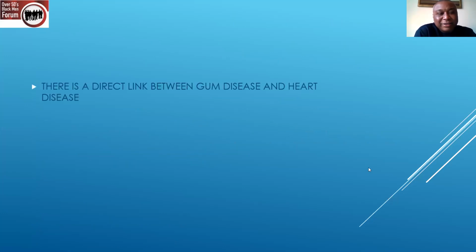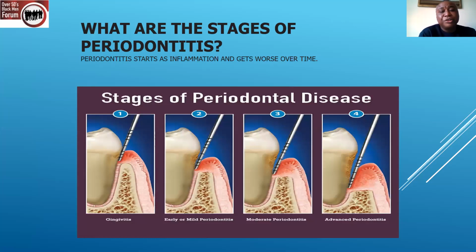Next slide. So like I said, there's a direct link between heart disease and gum disease. People who have heart disease also have gum disease, and the bacteria in the mouth is carried to the heart and does direct damage to the heart tissue. Next slide, please. And usually, in simple form, it's staged in 3.